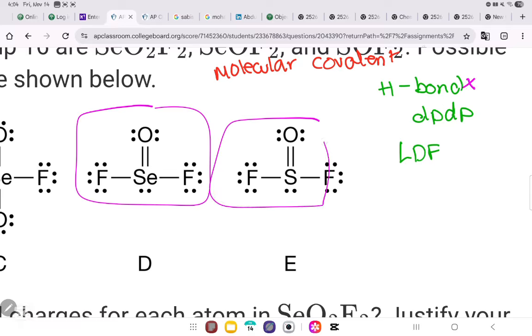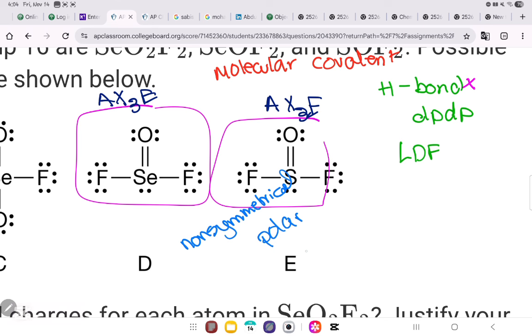Next thing, we take their shape. This is AX3E, and this is also AX3E. Now, these are non-symmetrical. What does it mean if they're non-symmetrical? It means they're polar, and if they're polar, that means what type of forces do they have? They have dipole-dipole forces, and of course they have LDF forces.